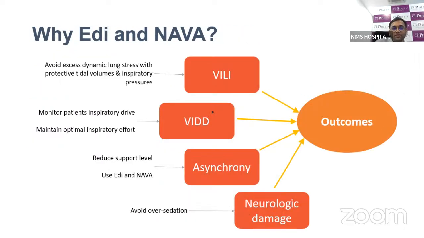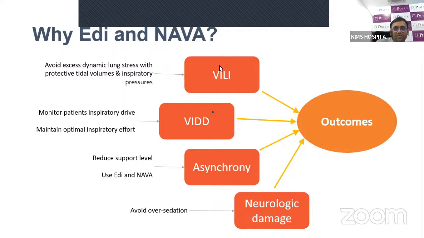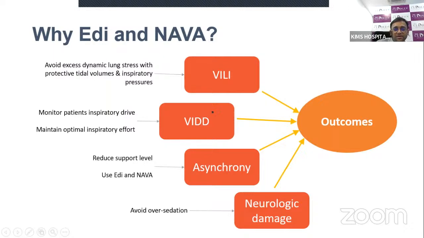So because of using NAVA, we can prevent excessive tidal volumes and inspiratory pressures. We can prevent VILI by monitoring the patient's inspiratory effort and maintaining an appropriate, optimal inspiratory effort. We prevent asynchrony so that we can promote normal, synchronous ventilation.